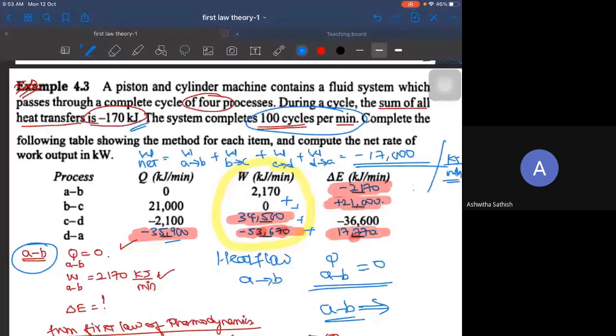Understood the problem? Any doubts in this? It's just the application of the first law. It's a simple problem. Any doubts in this? No, sir. Okay.